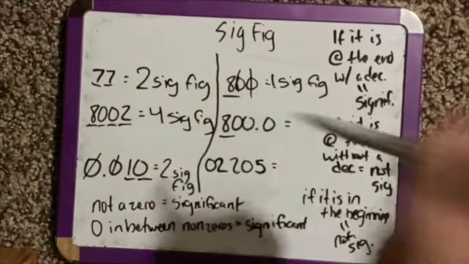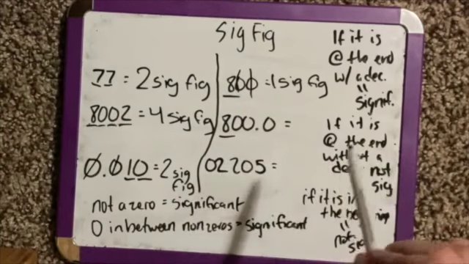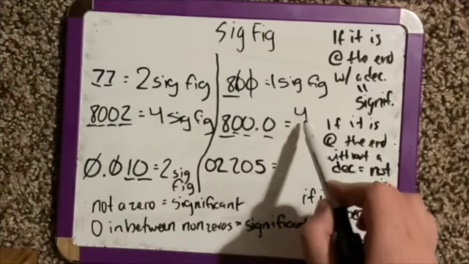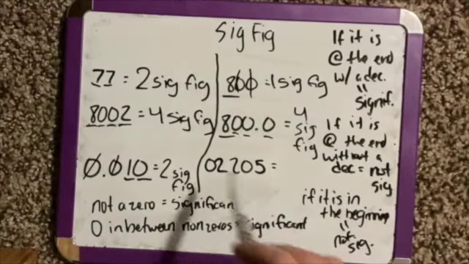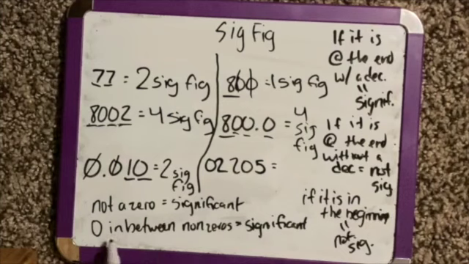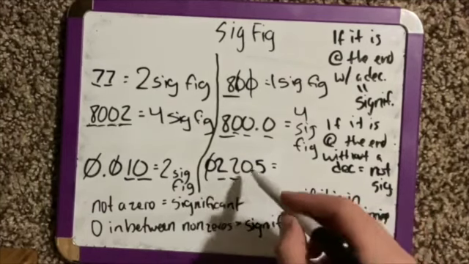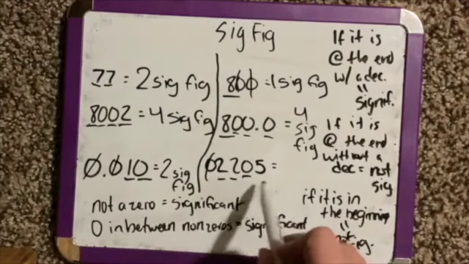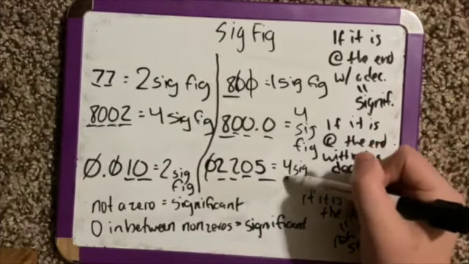800.0. So we know 8 is significant, but now we have a decimal. Zeros at the end with the decimal are significant, which means all of these zeros would be significant. So we have 4 sig figs. And then the last example. Here we have a 0 in the beginning. Well, if it's in the beginning, not significant. So we don't care about that 0. The 2 is significant. This 0 is in between a 2 and a 5. Since it's in between, it is significant. And the 5 is also significant. So here we have 4 sig figs.